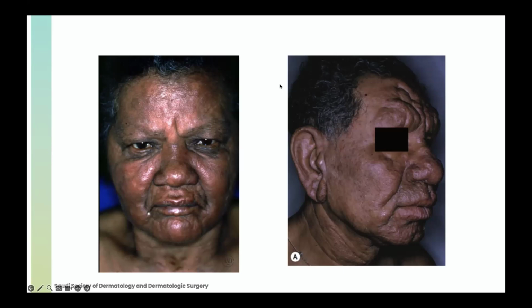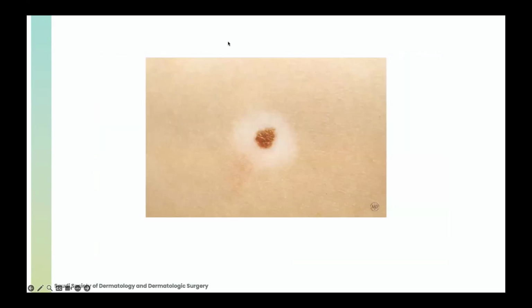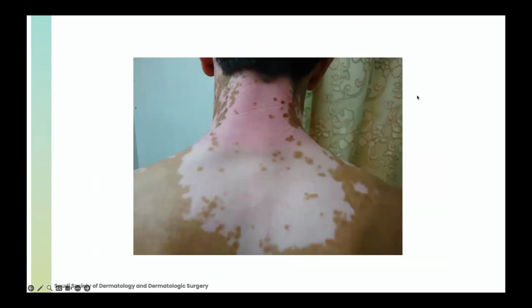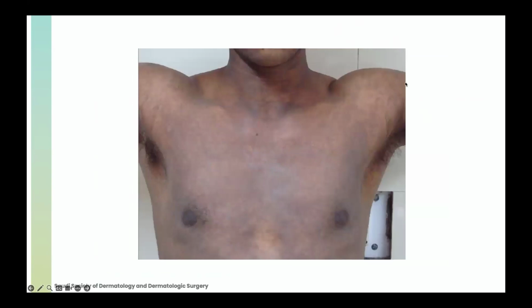Be more specific. What kind of leprosy? What type of leprosy? Lepromatous leprosy, correct. That's the leonine facies. What is this? Halo nevus, correct. Correct. What is this? Vitiligo. What about this?